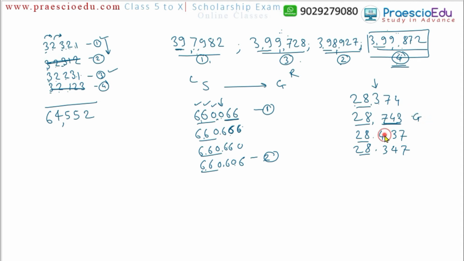After this, the 4 is there, and then 3. So in this one the smaller should be there. After this, if you see the tens place, here 7 and here 4. So this is the smaller, so here's S.